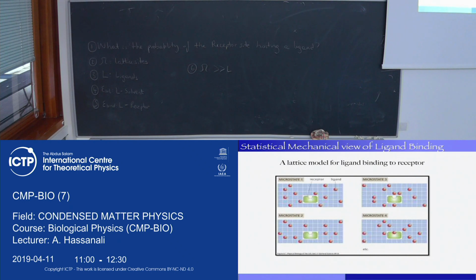We'll first start with this. So you have this number of sites, and you want to put this many ligands in here. The first thing you have to ask is how many ways there are to put this number of ligands in these sites. That's the first question.